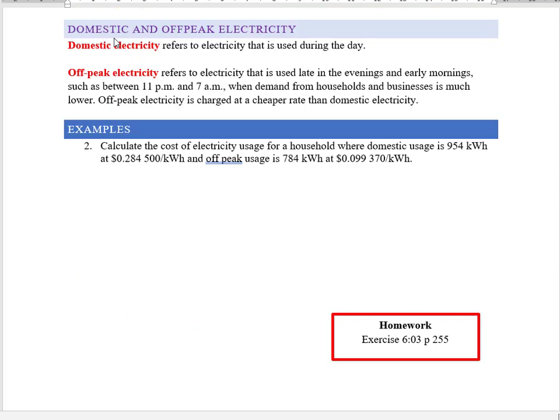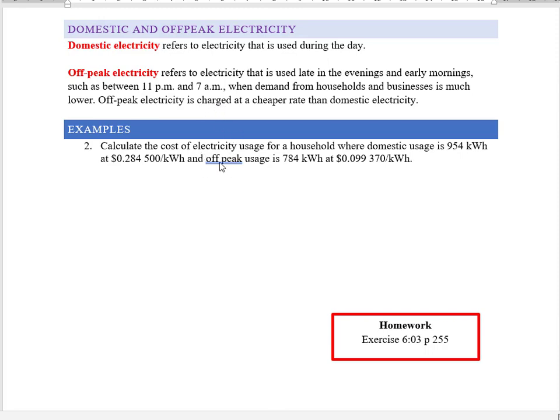Now, power is measured as domestic power and off-peak power. So domestic electricity is the amount of electricity that we use during the day, and off-peak electricity refers to electricity that's used late in the evenings and early mornings. So say between 10 p.m. and 7 a.m. when demand from households and businesses is much lower. And off-peak electricity is charged at a much cheaper rate than domestic electricity.